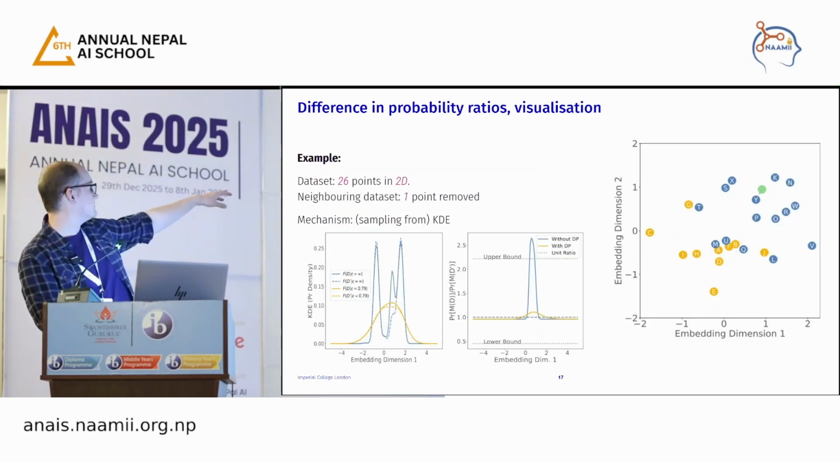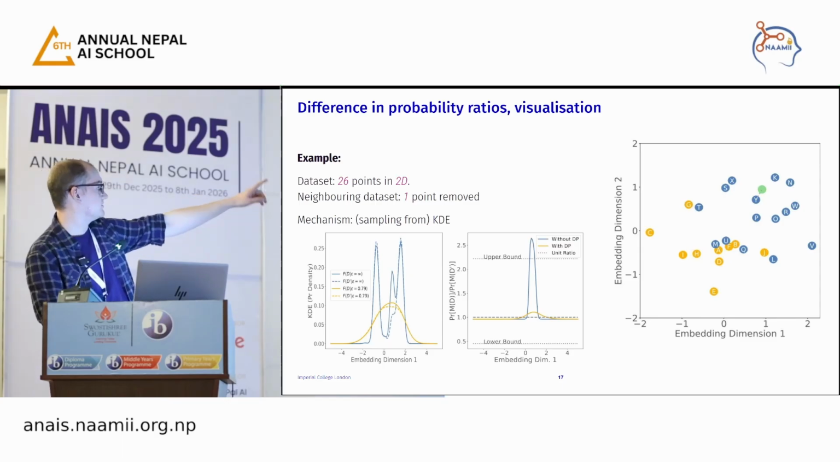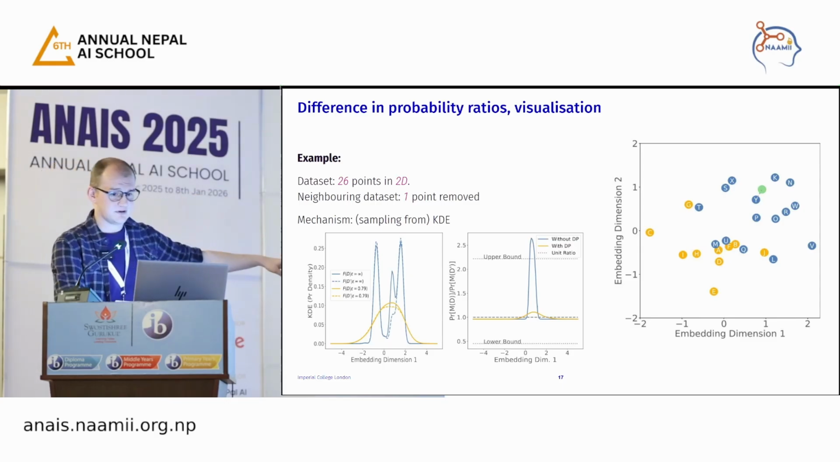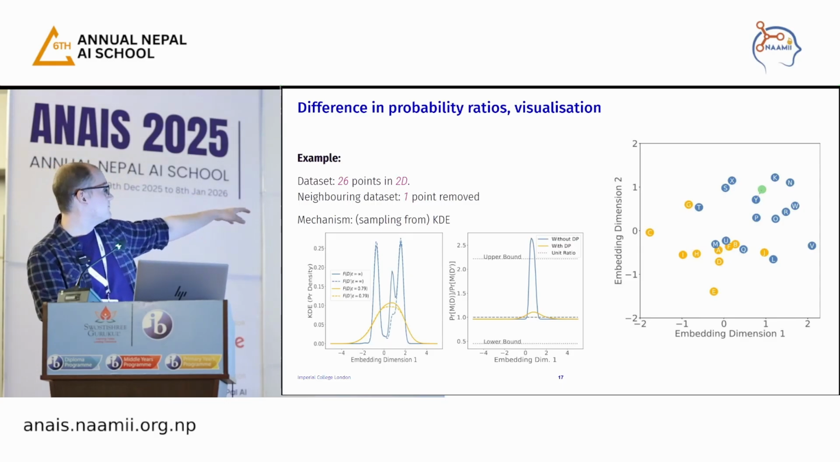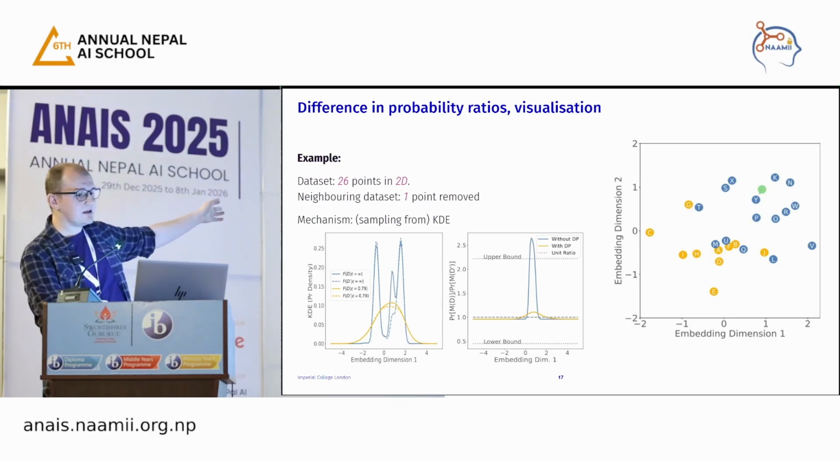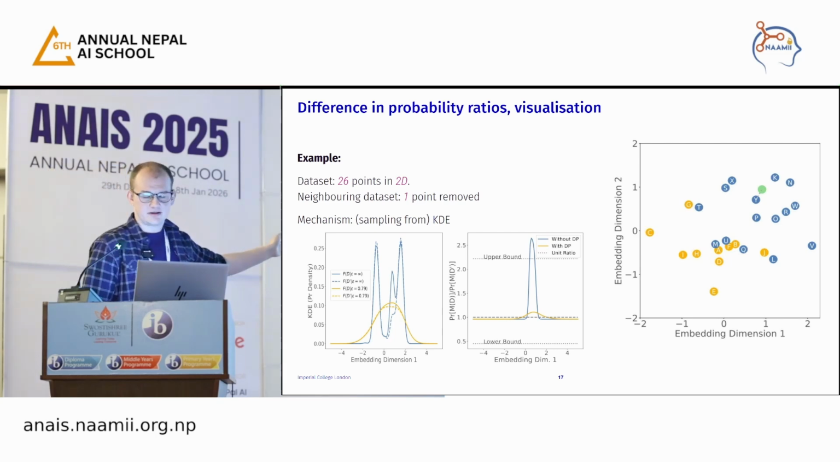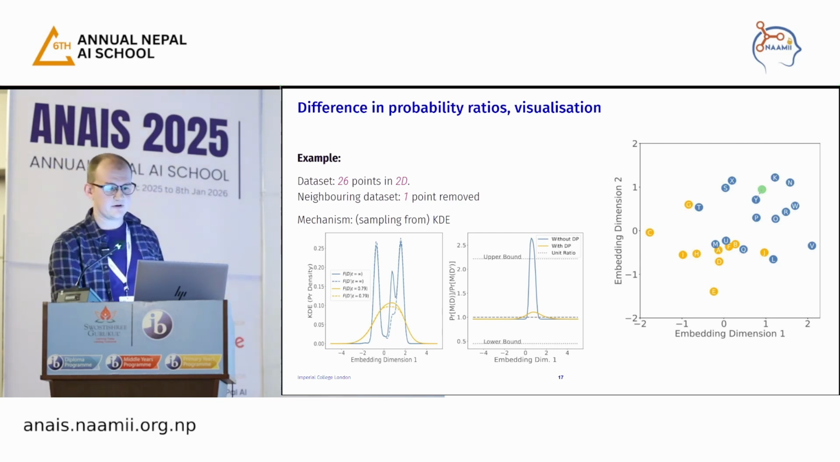So let's have a look at an example of 26 data points in 2D. So it looks somewhat like this, right? 26 because we have 26 letters in the alphabet. And the neighboring relation between those two data sets is basically adding or removing this point y. And the mechanism that we're going to look at is the sampling from a kernel density estimate.